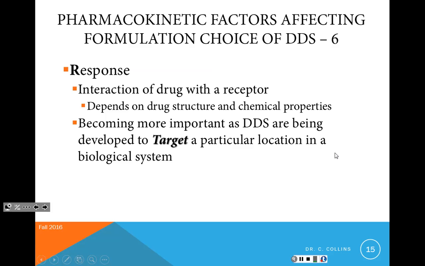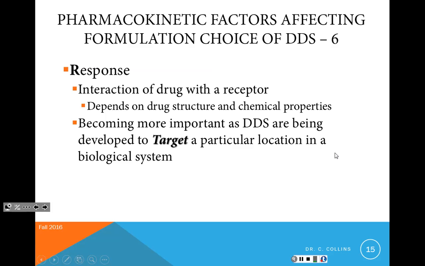So the response, the interaction of drug with the receptor, depends upon structure. Right now, we need to make certain a sufficient amount of drug gets to where we want it to go to see the response that we want. It would be better if we could somehow program the drug to go exactly where we want and only there. Minimize side effects, would minimize the amount of drug we would have to administer, etc.